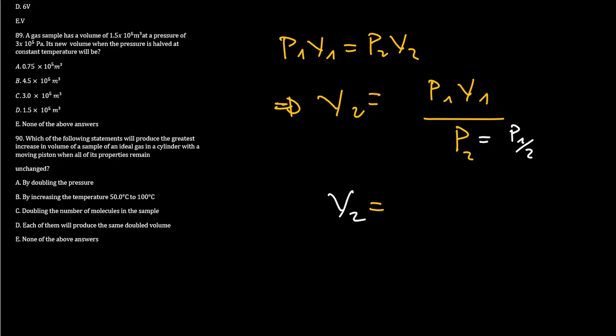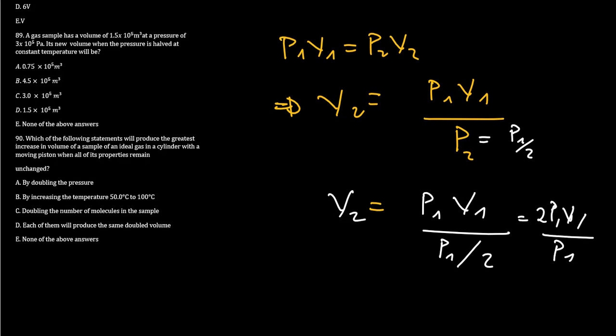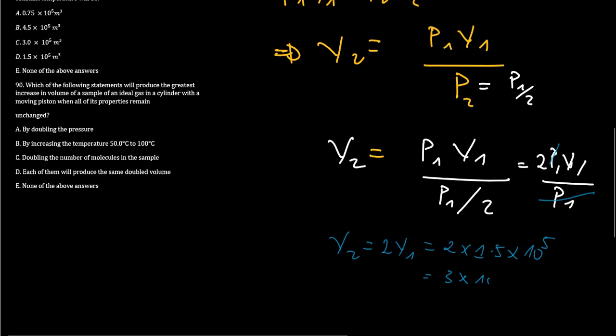And so my V2 will be equal to P1 V1 divided by P1 on 2. So the 2 will go above, so I'll have 2 times P1 V1 divided by P1. So the P1 will simplify. So this will cancel with this. So it means my V2 will simply be equal to 2 V1, which is 2 times 1.5 times 10 raised to the power 5, which is going to give 3 times 10 to the power 5 meters cubed. So the correct option is option C.